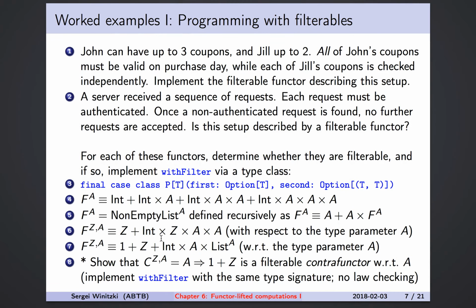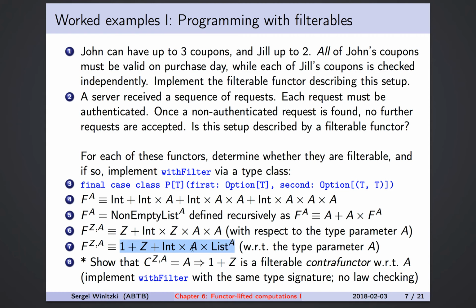The next example is this functor, which is a disjunction of several parts, and one of them includes a list. So for the list, we're just going to use the standard filter instance, the filter function on the list. We're not going to reinvent that or implement that in any other way. We're just interested in finding out how we could implement filter on this kind of thing.